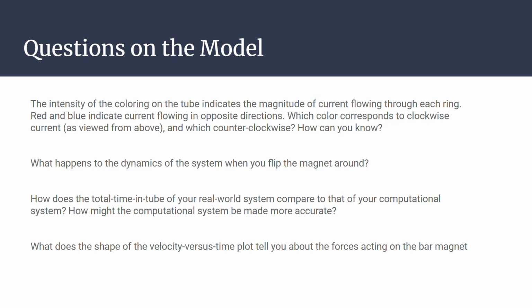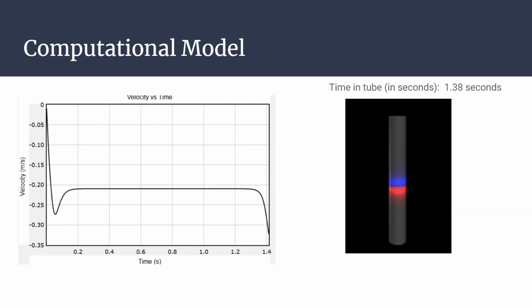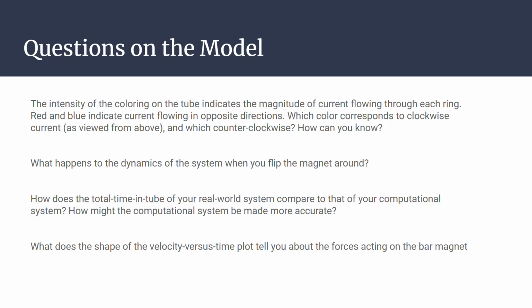So kind of from this picture before, you could see the red and the blue. Based on this, what color corresponds to the clockwise and what color corresponds to the counterclockwise? Counterclockwise goes to the red, and the blue is the clockwise current. And we can see this because of Lenz's law.